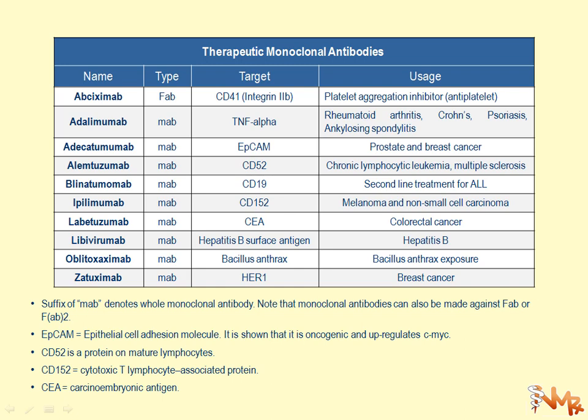Obeltoximab. Target is Bacillus anthracis. Usage is for patients who are exposed to anthrax. Zatoximab. Target is HER1 protein and usage is for breast cancers that are related to the HER1 gene.